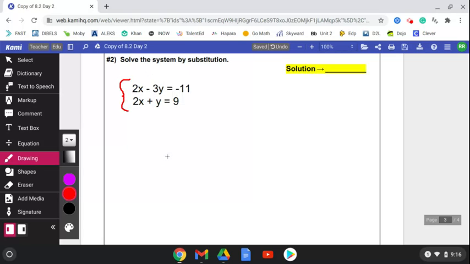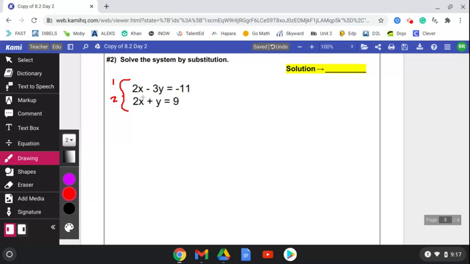And so what I would do is look for the variable that has a coefficient of 1. Look for the variable that has a coefficient of positive 1. Remember, the coefficient is the number in front of the variable, the number being multiplied by the variable. In this first equation right here, I call the top equation 1 and the bottom equation 2. In the top equation, this x term has a coefficient of 2, and this y term has a coefficient of -3. In the second equation, this x term has a coefficient of 2, and this y term has a coefficient of positive 1. And so that would be the variable that would be easiest to solve for.